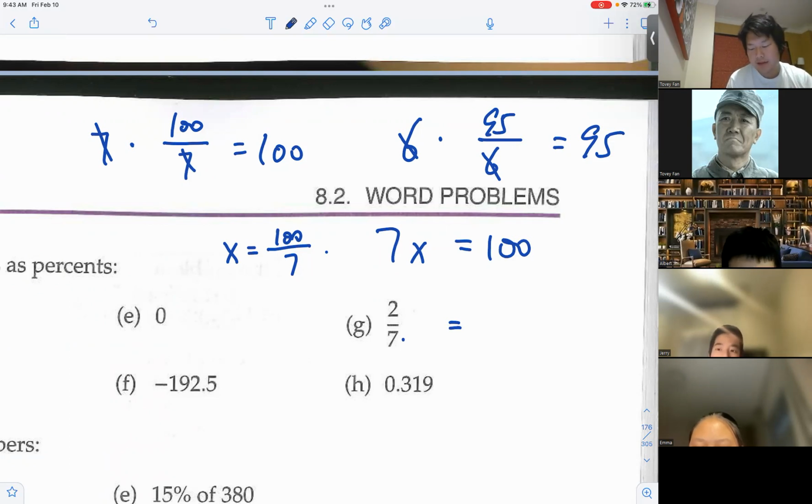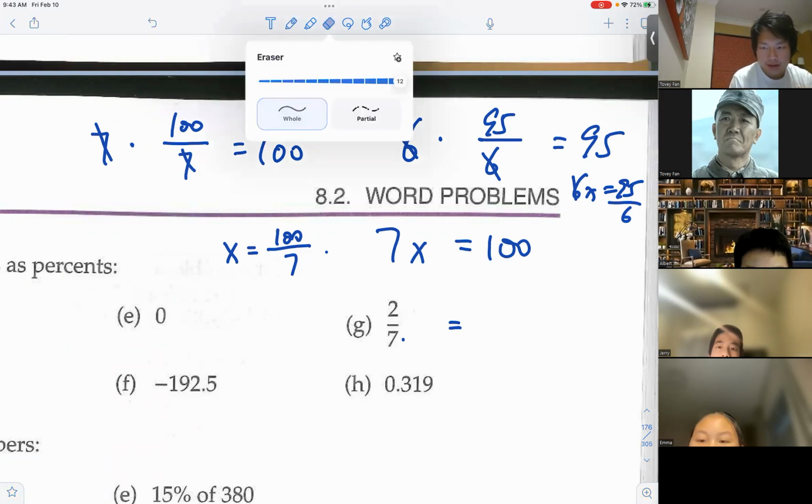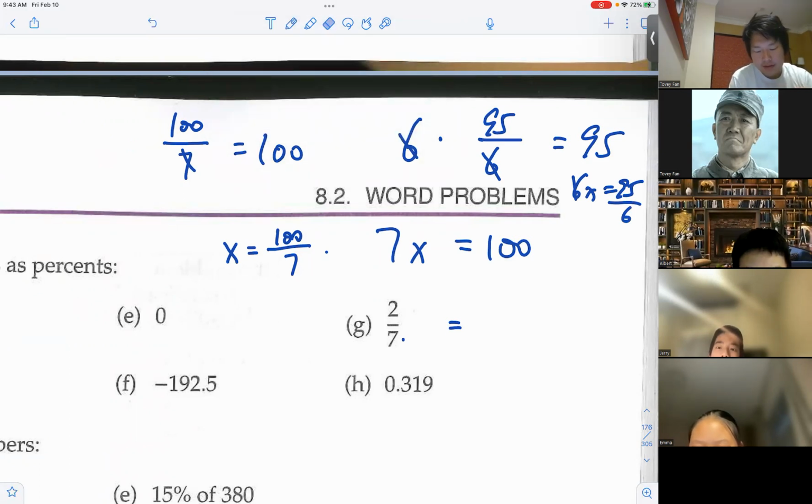Another way is to write 6x equals 95, and you divide by 6, just 95 over 6. Okay, make sense, Emma, Jerry? So what we should multiply here is 100 over 7.